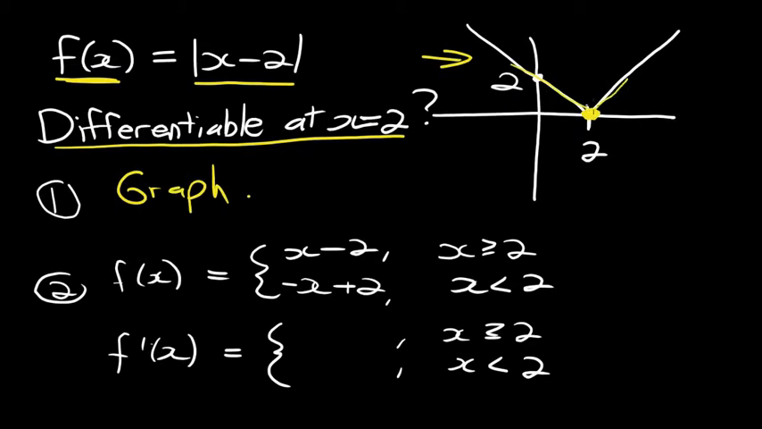There's no hole in the graph, but it's not differentiable because the gradient of this function is negative to the left and positive to the right, and also totally different. Therefore, graphically, we can see it's not differentiable at x equal to 2. But now our question would be to determine it algebraically.